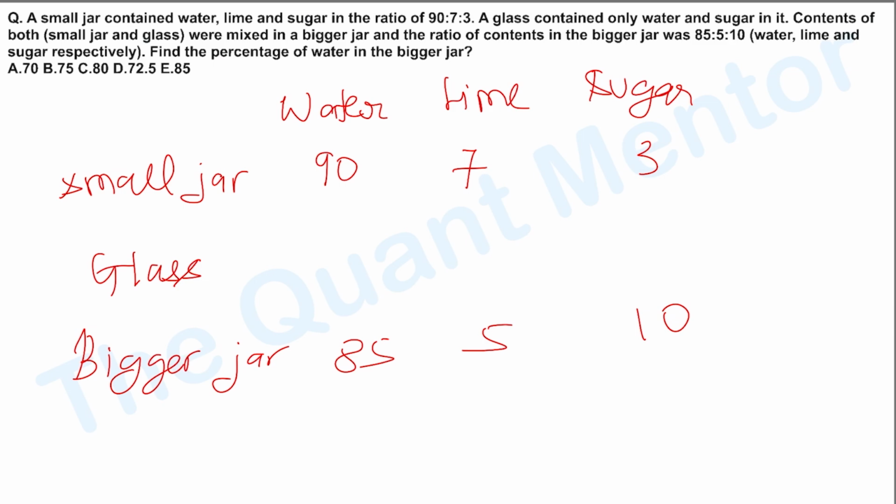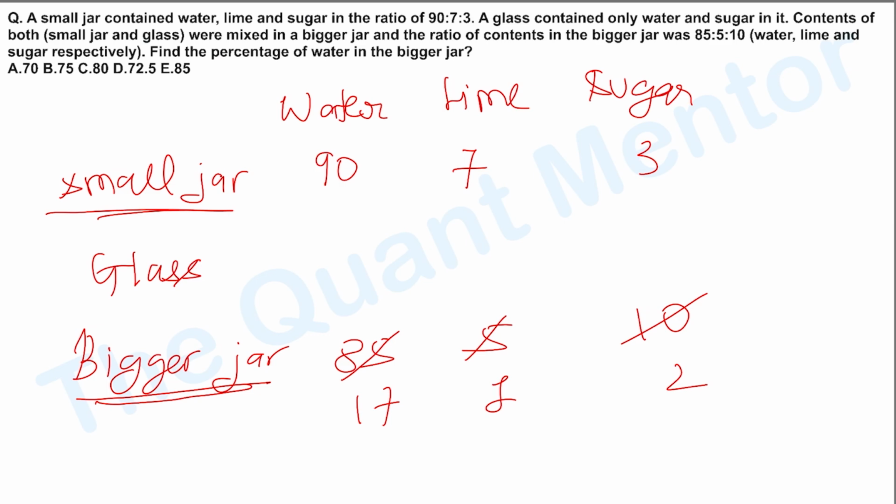Okay, so now I've written down the ratio of water, lime and sugar as given in the question. The small jar here contains water, lime and sugar in the ratio 90:7:3, and the bigger jar contains these three components in the ratio 85:5:10. In the bigger jar's ratios, 85, 5 and 10 have a common factor 5 which we can cancel out. So cancelling out 5 everywhere, I'm left with 17, 1 and 2. So the simplest ratio is 17:1:2.